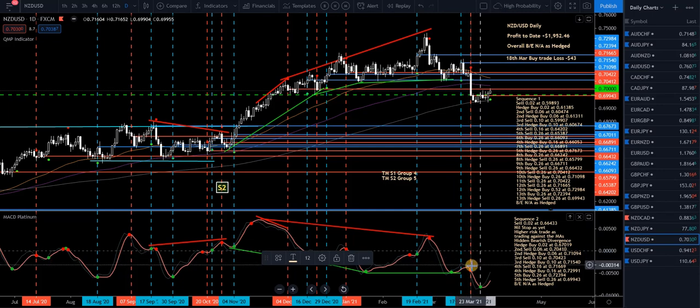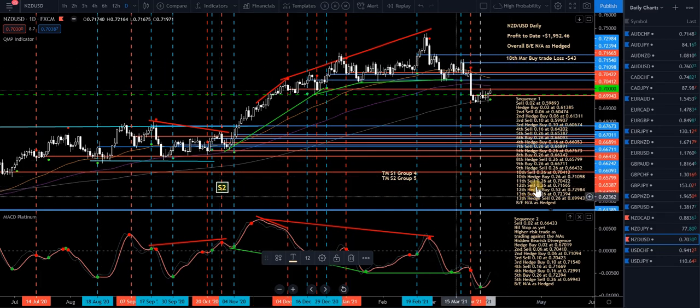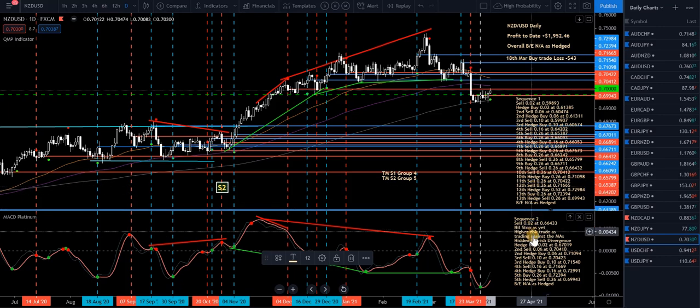18th of March. Where the hell was 18th of March? Yeah. So I took a buy trade here. It lost $43. So what I might do is sequence 1, I'll take a new buy.